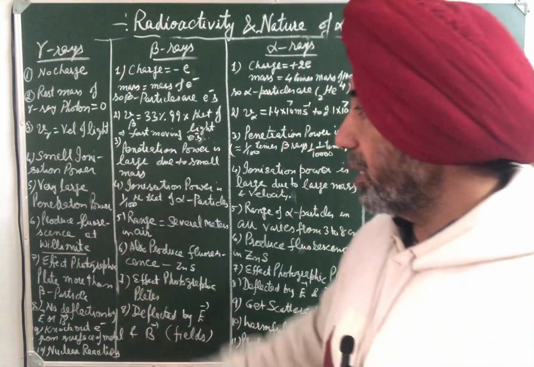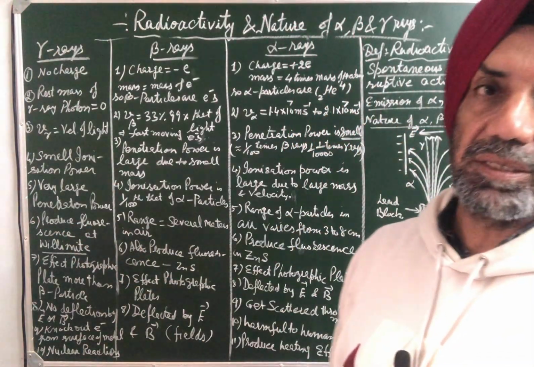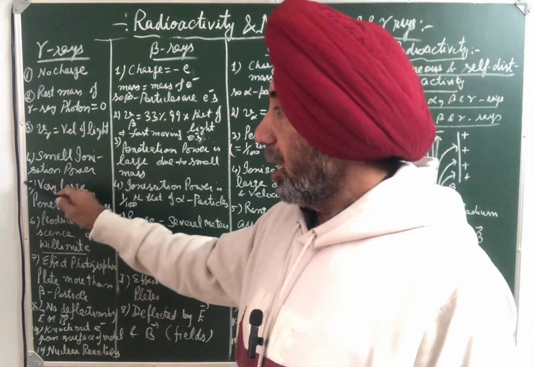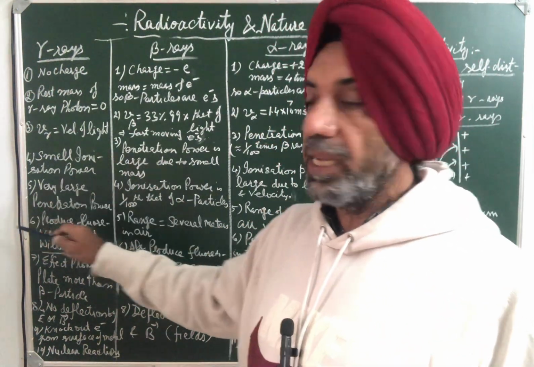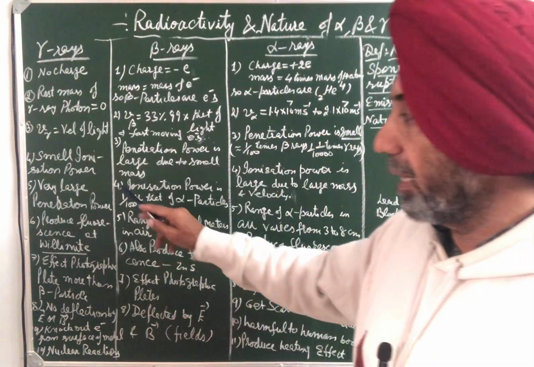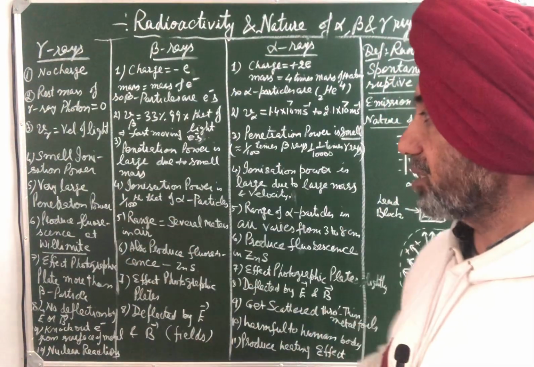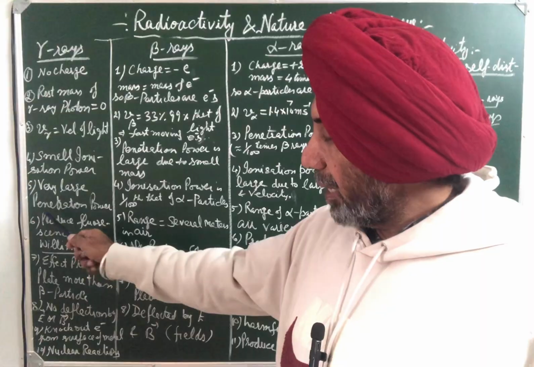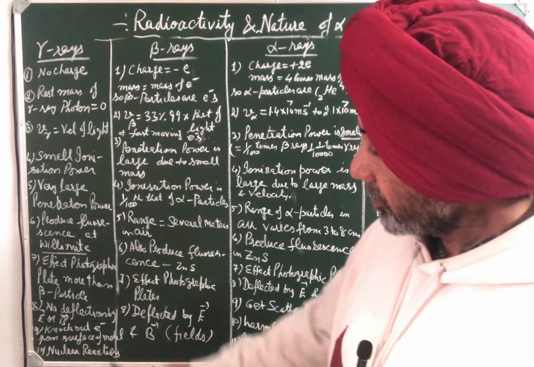Then penetration power is very large because gamma rays have very high velocity. They are very high energetic radiations, so they can knock out electrons. They can penetrate more distance as compared to beta and alpha rays. So their penetration power is large.